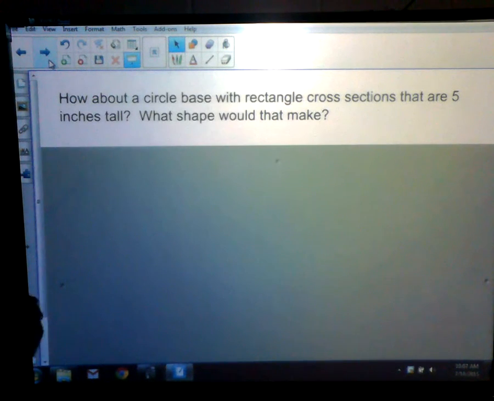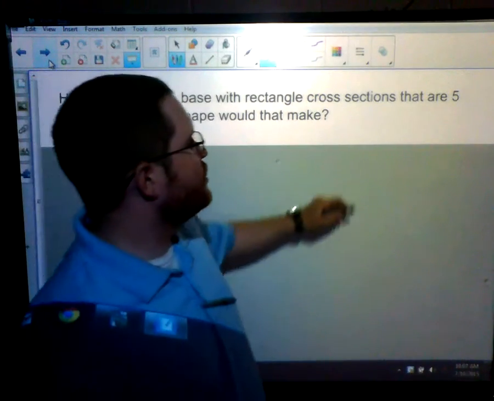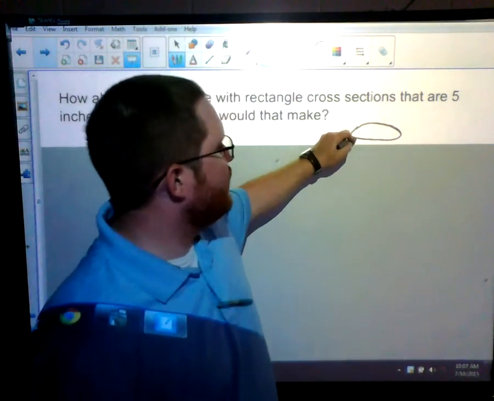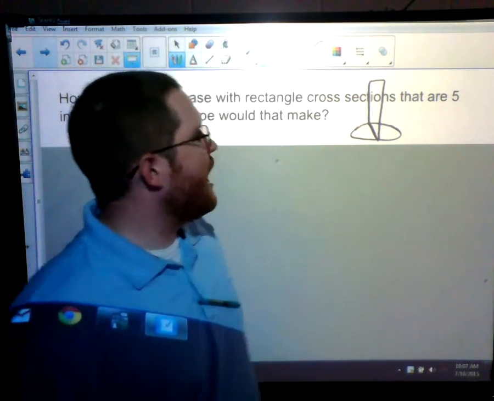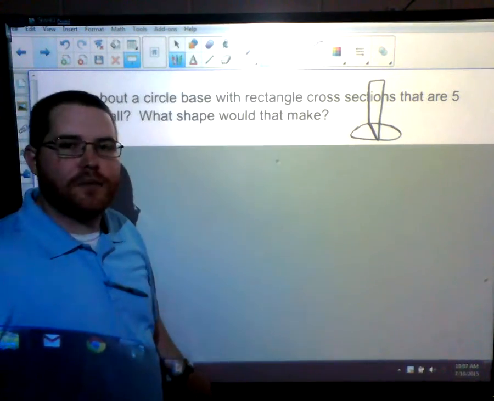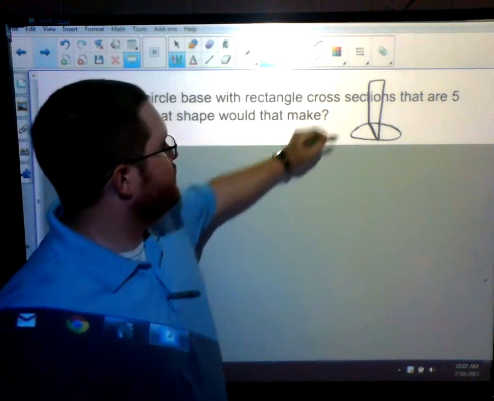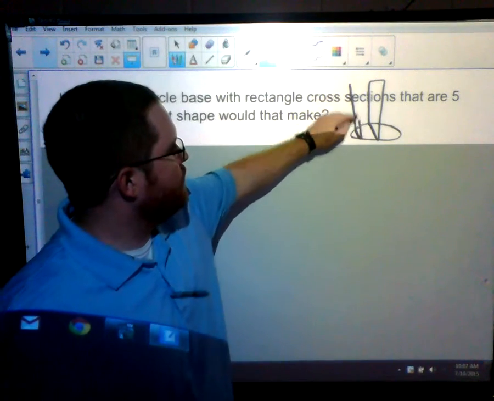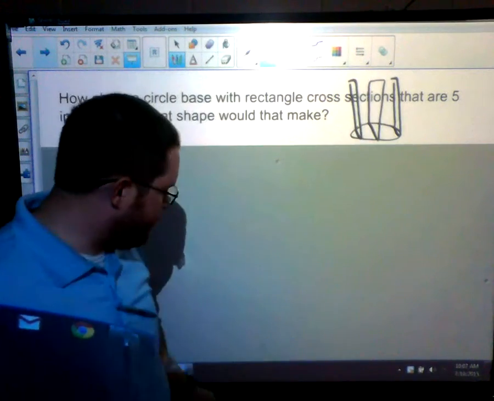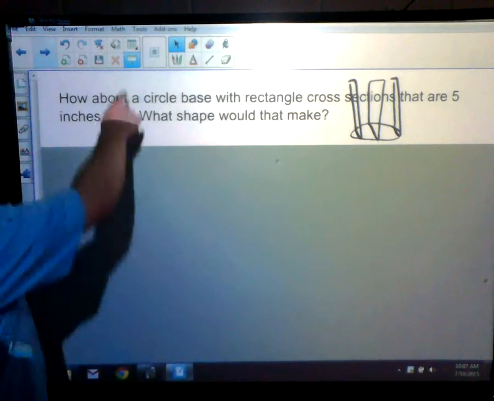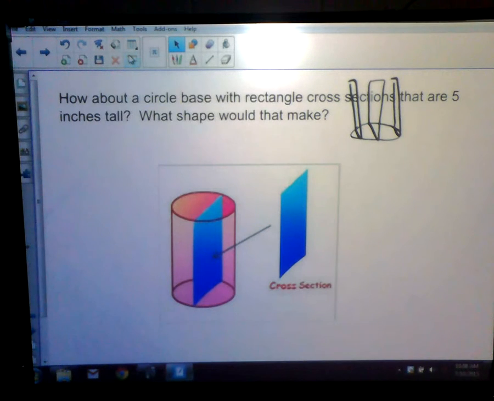What if it was a circular base with a rectangular cross-section that is 5 tall? So now I have a circle on the bottom, and from that circle, I have a square, or a rectangle sticking up that's 5. And I have it everywhere. No matter where I go, I have the same rectangle. What three-dimensional shape would that make? A can, or a cylinder, where the vertical cross-section is a rectangle.